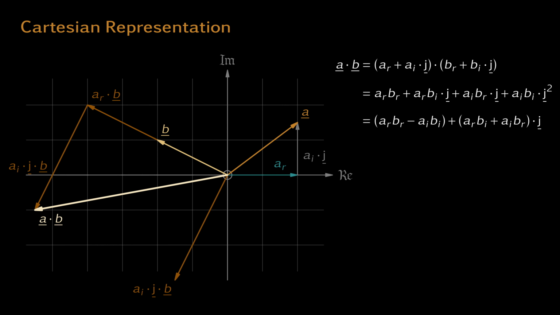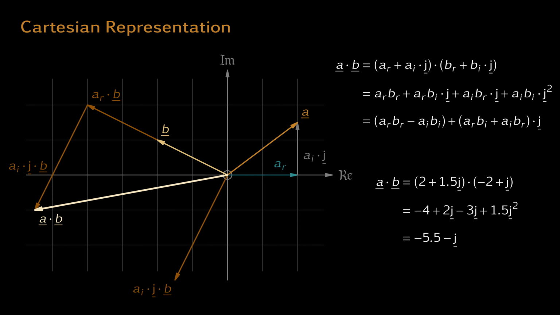It never ceases to amaze me that this strange combination of real and imaginary parts multiplies lengths and adds angles of arrows. Algebraically, this is due to the choice of J squared being equal to minus 1, which could indeed have been a different choice. In our example, A equals 2 plus 1.5J and B equals minus 2 plus J. Multiplying out, we get minus 4 plus 2J minus 3J plus 1.5J squared. Using J squared equals minus 1, we finally get the product minus 5.5 minus J. The Cartesian representation makes this really easy.